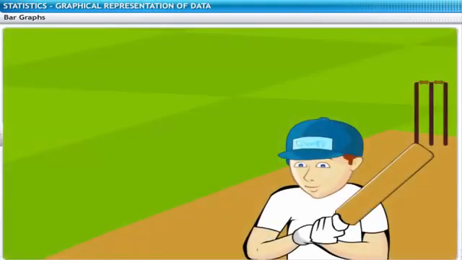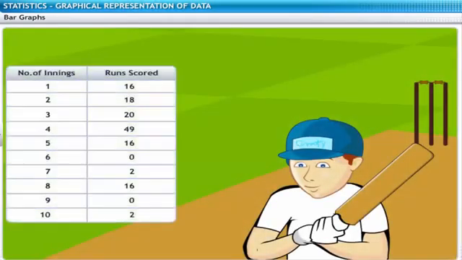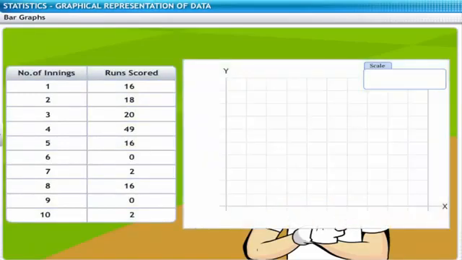Remember Mr. Pinch Hitter, our star batsman, he's going through a bad form. Here are the scores he made in his last 10 innings. Let's draw a bar graph to represent this data. We will use the x-axis and the y-axis to represent a variable and its different values. Here the variable is the number of innings and its value is the corresponding number of runs scored in each inning. We usually use the x-axis to represent the variable and the y-axis to represent its corresponding value.